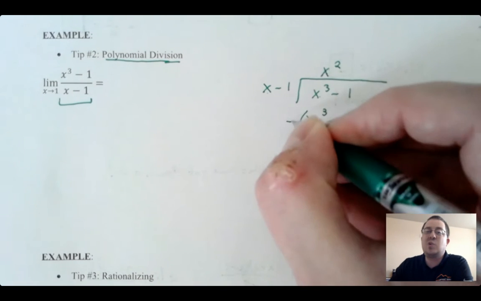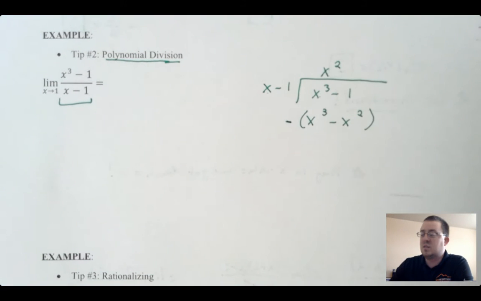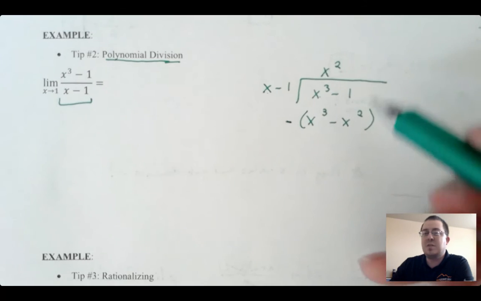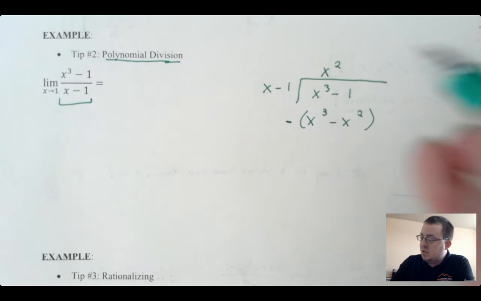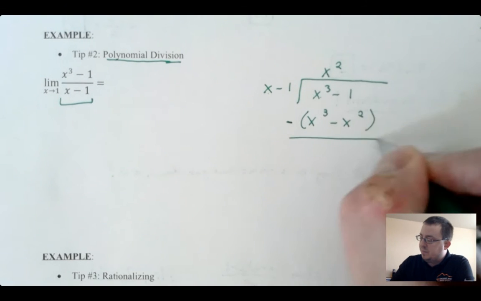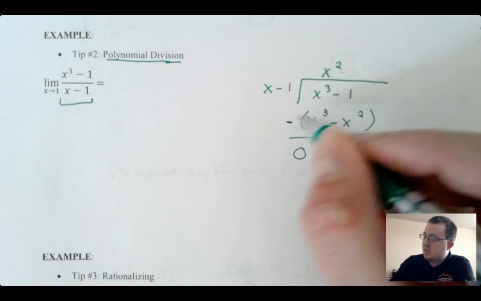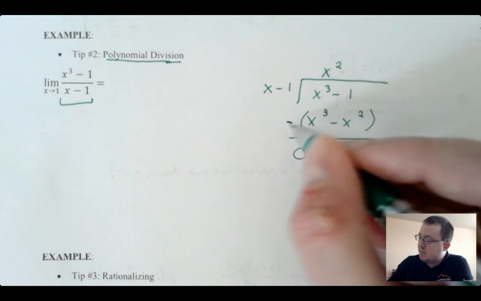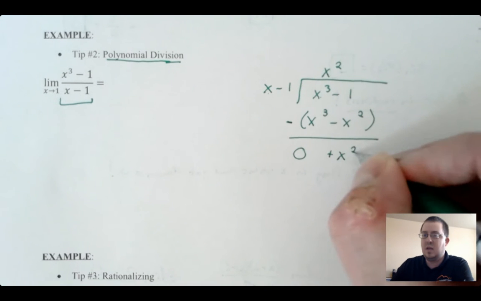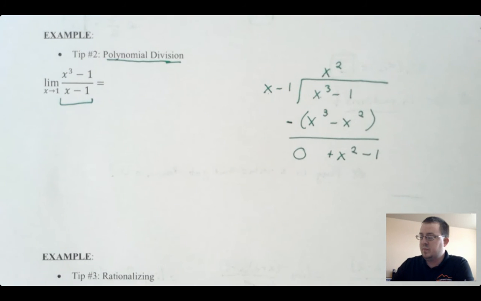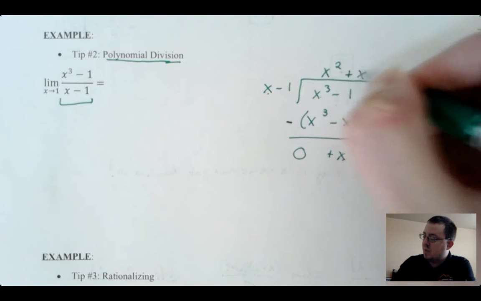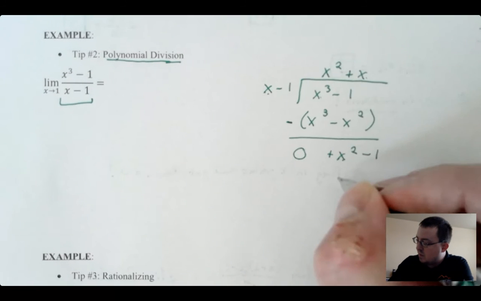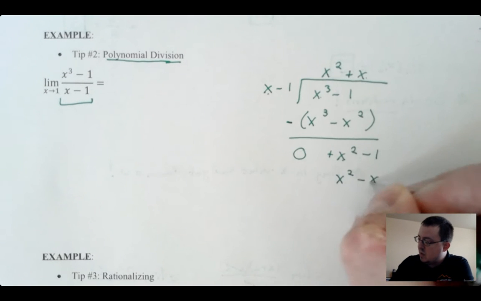I'm not going to go too much into depth with this because this is a skill that we should already kind of have, is dividing these out, just a basic reminder. So x cubed minus x cubed should give me nothing there. The negative negative x squared will give me a positive x squared, and I bring down the negative 1. Okay, so what times x gives me x squared? Well, that's positive x. And then I multiply the x by both these terms. I get x squared minus x, and I subtract.